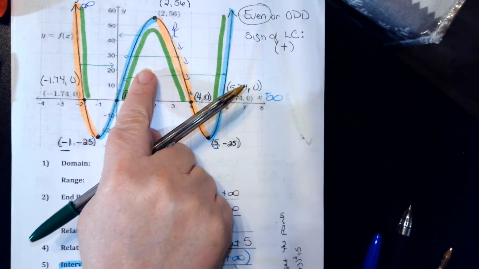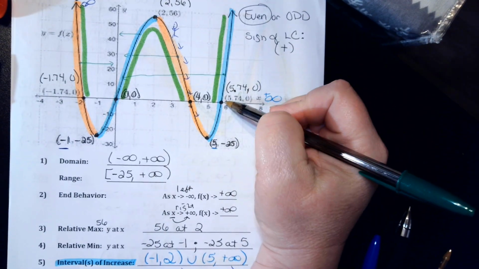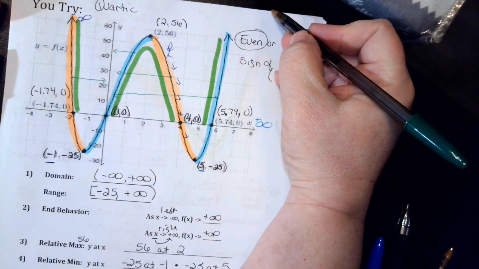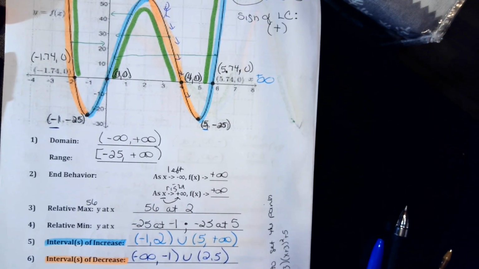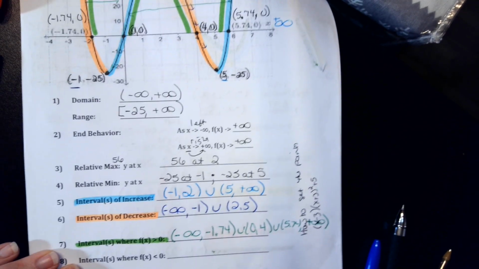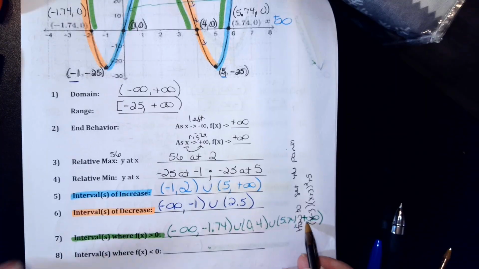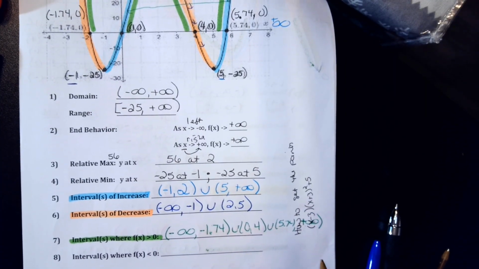So we got this piece and that piece, and let's get this last piece. This last piece starts at 5.74, so union that with 5.74, and it's going to the right forever, so that is positive infinity. So that's 5.74 to positive infinity.